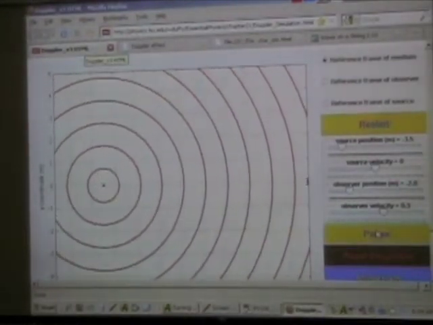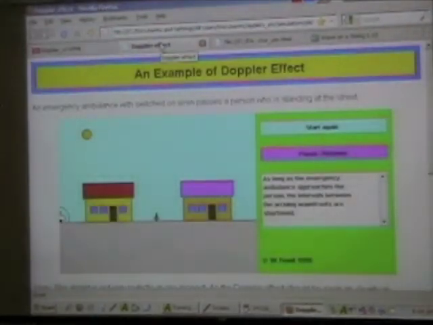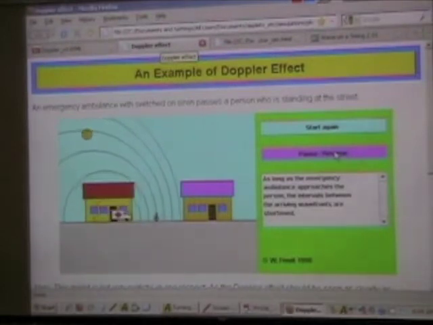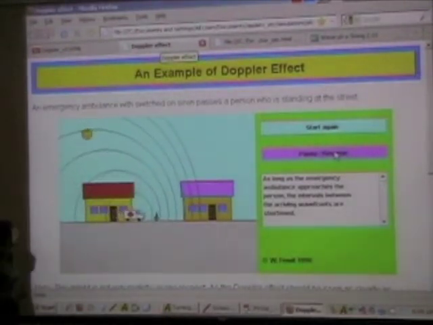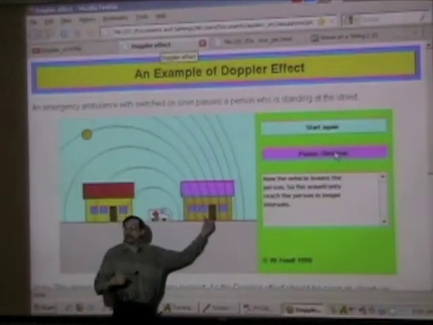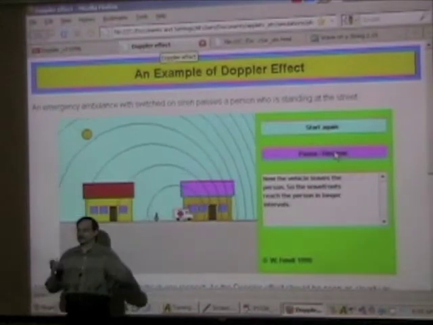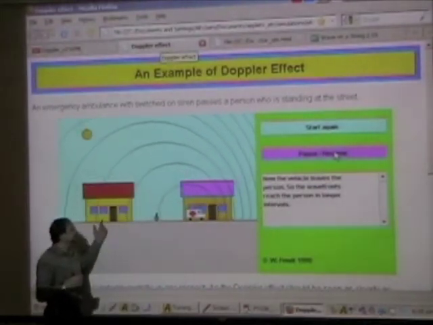So this is a situation with a moving observer. This is a situation with a stationary observer and a moving source. This ambulance is traveling and making some sound. And we can see that in front of this ambulance, the wavelength, the distance between two adjacent fronts, is shorter than behind it.